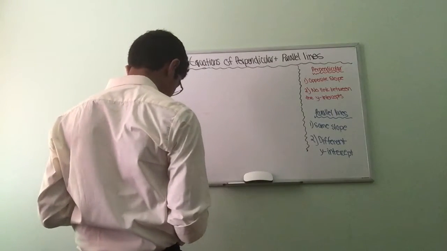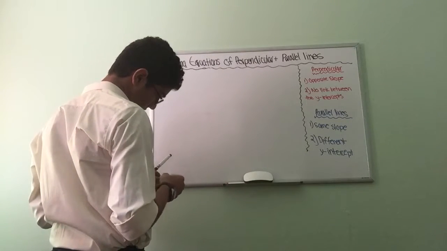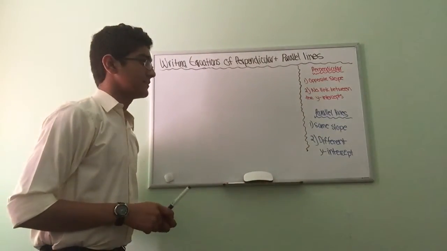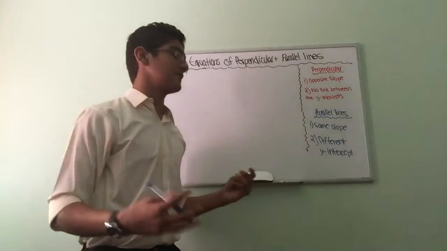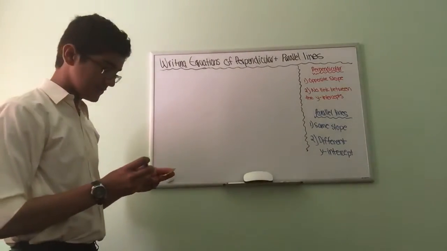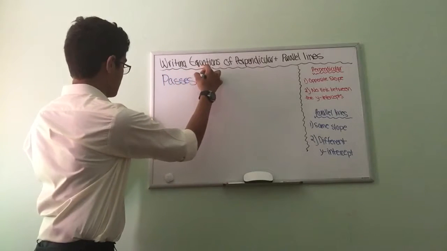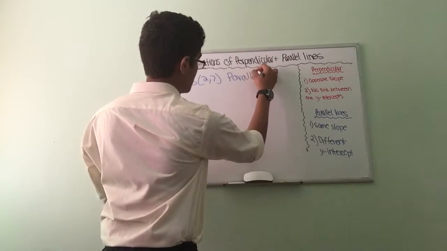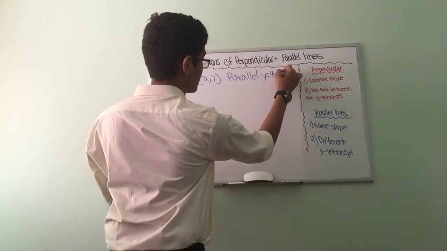So about parallel lines, suppose you have a question that says, parallel lines are just a bit different. When you have a parallel line, you're going to have the same slope, but then you will have a different y-intercept. So suppose you have a question that says, find the equation of a line that passes through the point (2, 7), and it's parallel to y equals 4x minus 5.